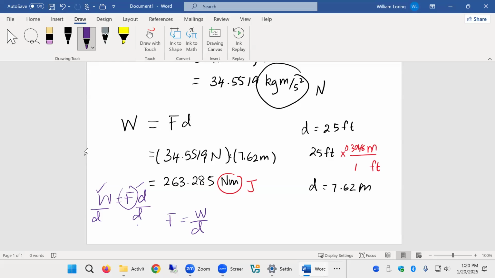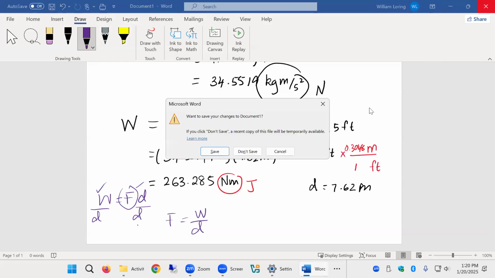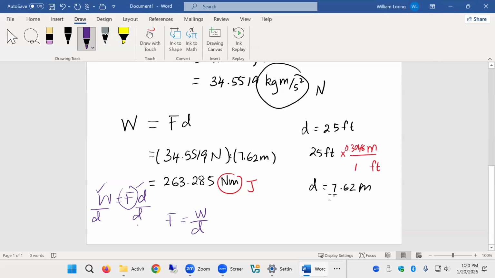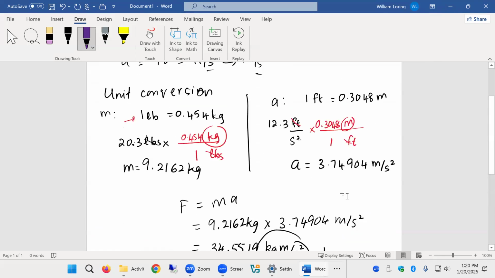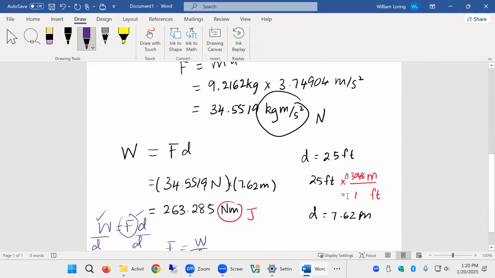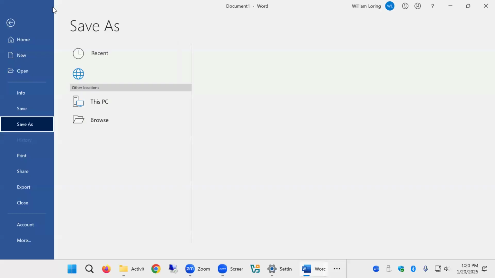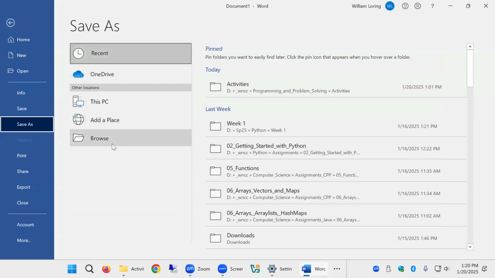Does anybody still need to save this? Everybody got what you need off of this? You want to save it? I could. I don't know that it'd do me any good. Probably they don't use it.